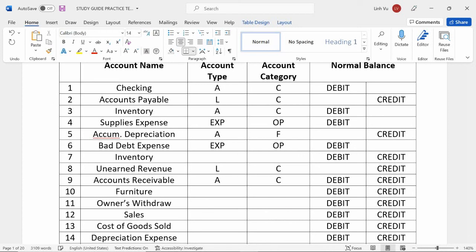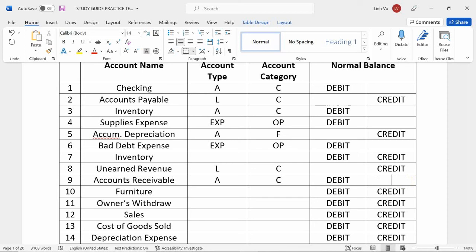Current? Yes. It's definitely a current asset, right? Accounts receivable is when customers owe you money, right? So that's going to be at the top of the window because you can collect that money any given time. Now, what kind of balance would this have? Debit? Yes.